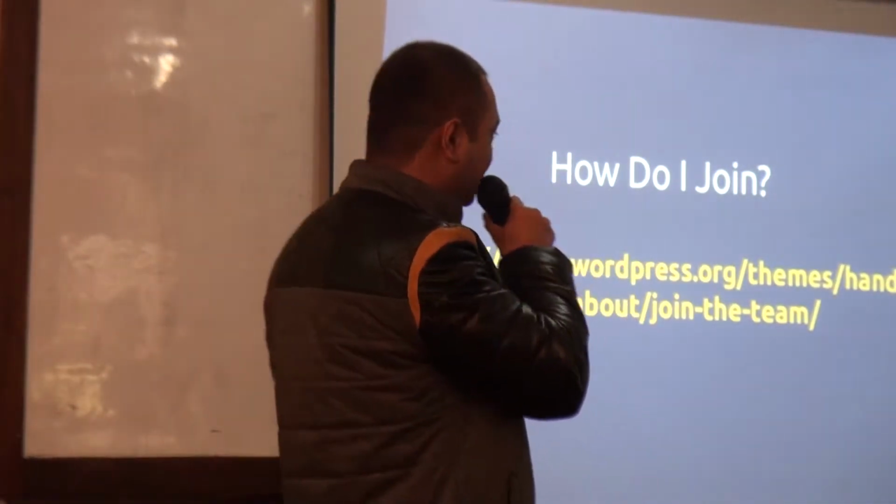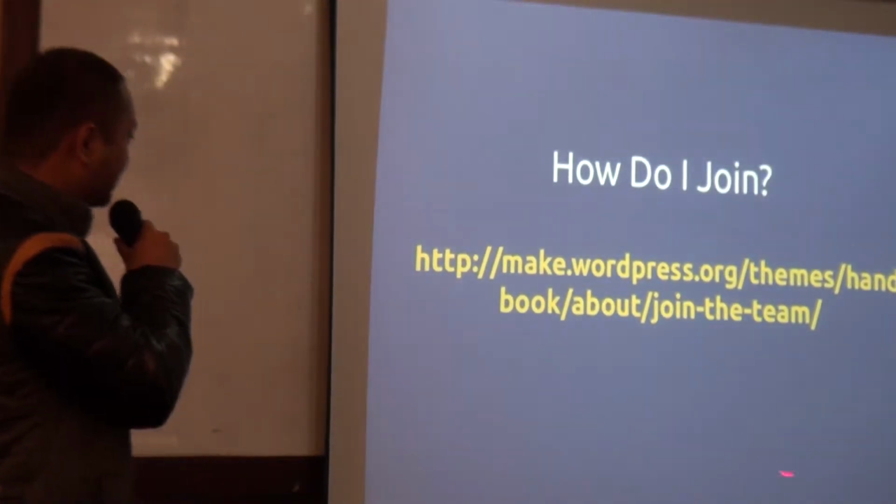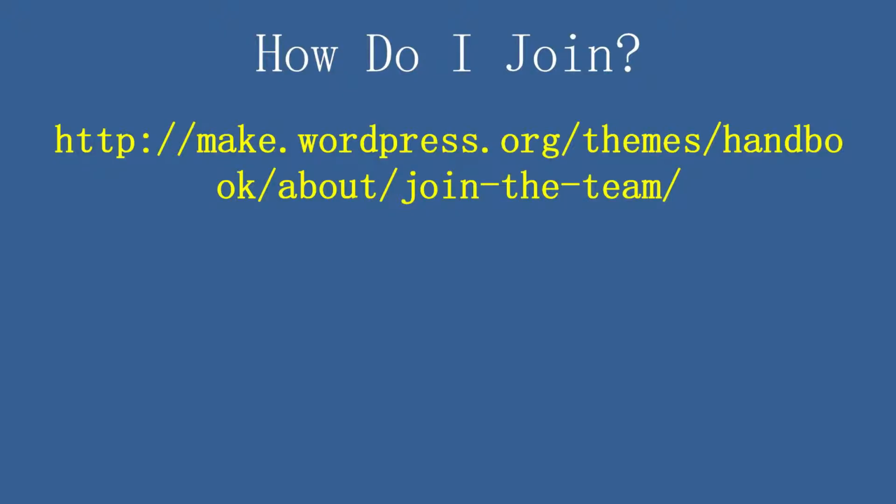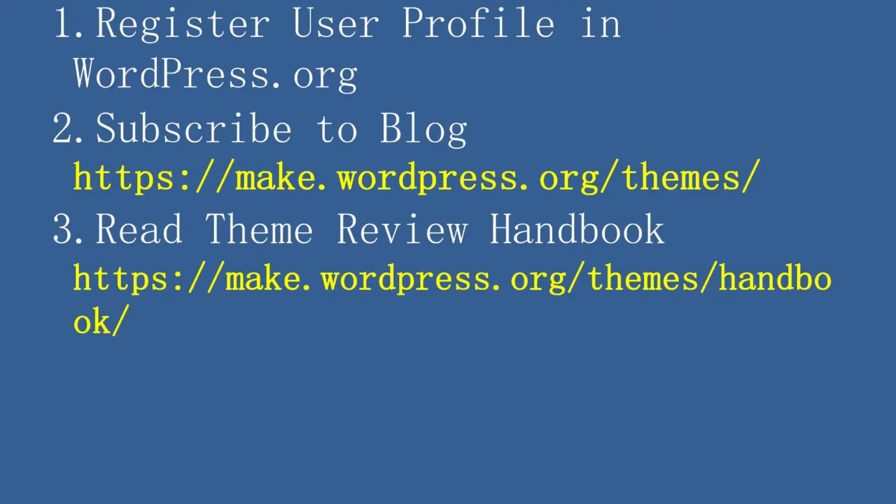So, how do we join? You can just go to this link, make.wordpress.org/themes/handbooks, about joining the team. The next thing you need to do is subscribe to the blog, make.wordpress.org/themes. This blog contains all the latest information about the themes and the changes that occur in our rules to submit themes to WordPress.